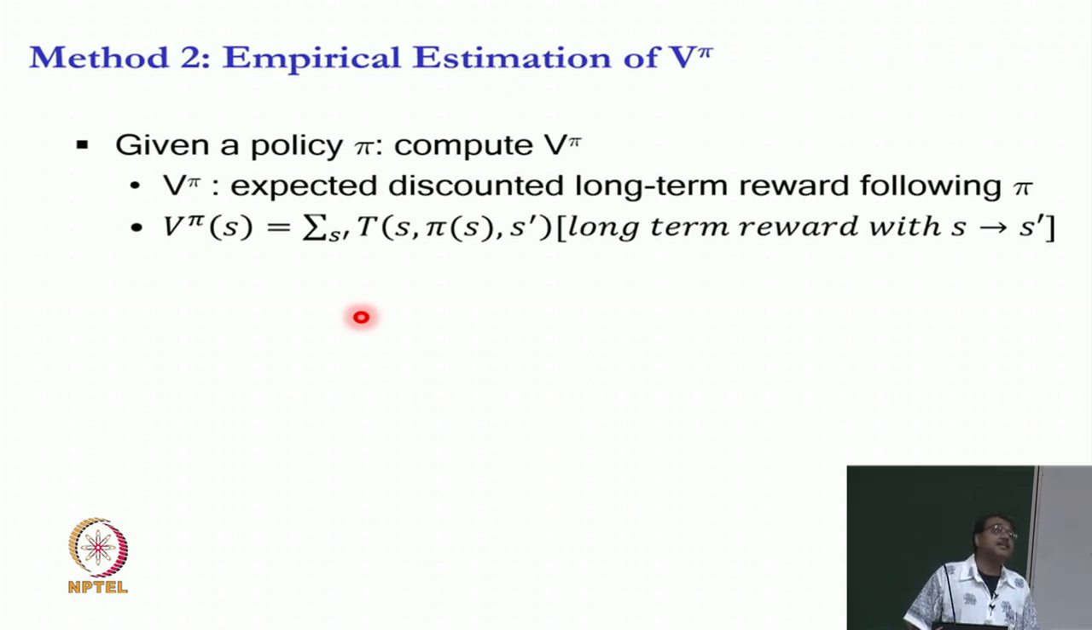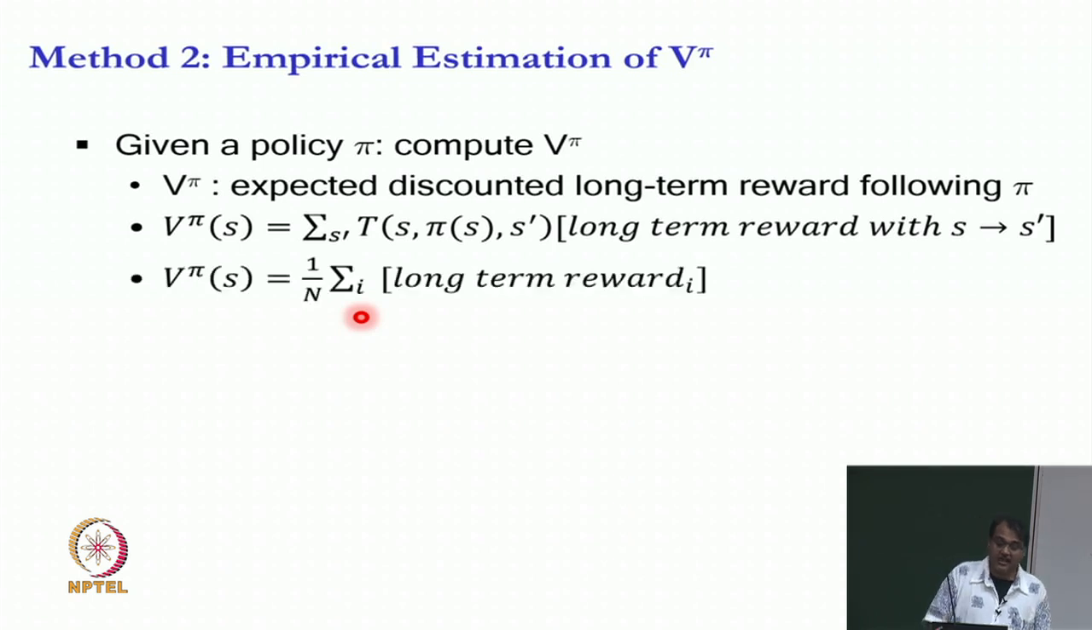Now, whenever you are given an expectation, as we just did, you can compute the expectation model free by average. So, I can write this down as 1 by n of all the various samples I have, summation over i of long term reward i. That is it. This is the empirical estimation of V pi.